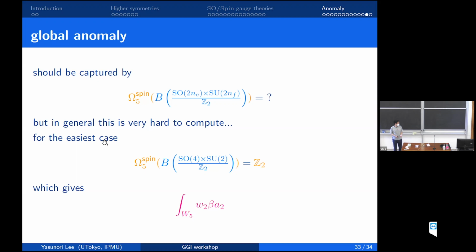For the easiest case, namely the NC equals 2 and NF equals 1 case, we managed to do the computation, and it indeed reproduced the desired form of mixed anomaly at last.